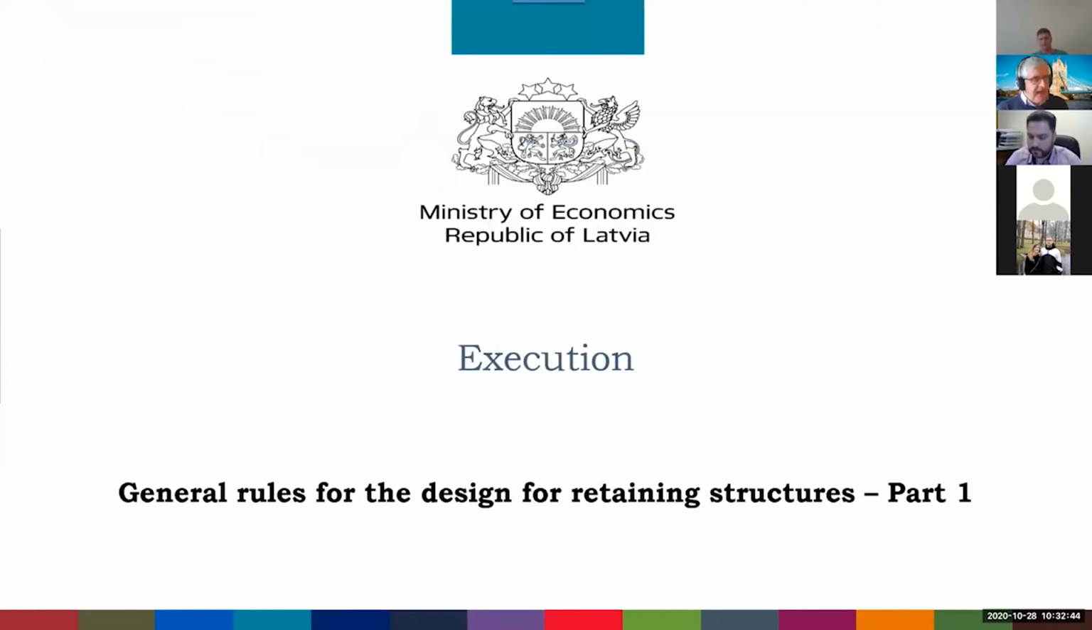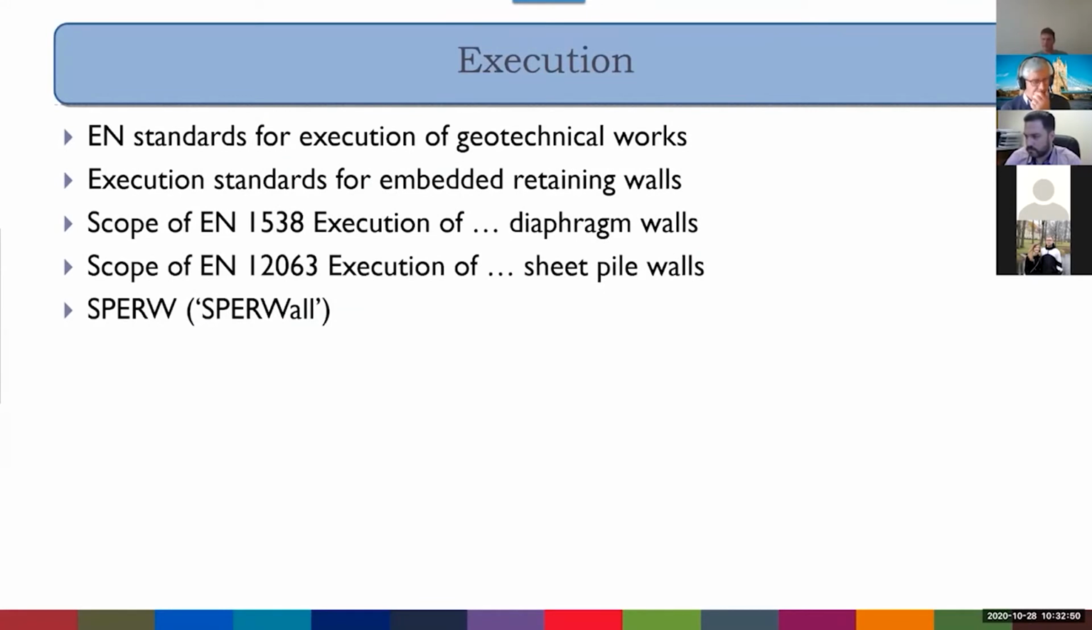Okay, so that has covered some of the parameters that we're going to see later. Let's talk about execution. So execution is the method of us constructing the walls. And I talked about the European standards for geotechnical investigation. There is another set of European standards, not ISO, just European, dealing with execution of geotechnical works. They're for embedded walls, for diaphragm walls, for sheet pile walls.